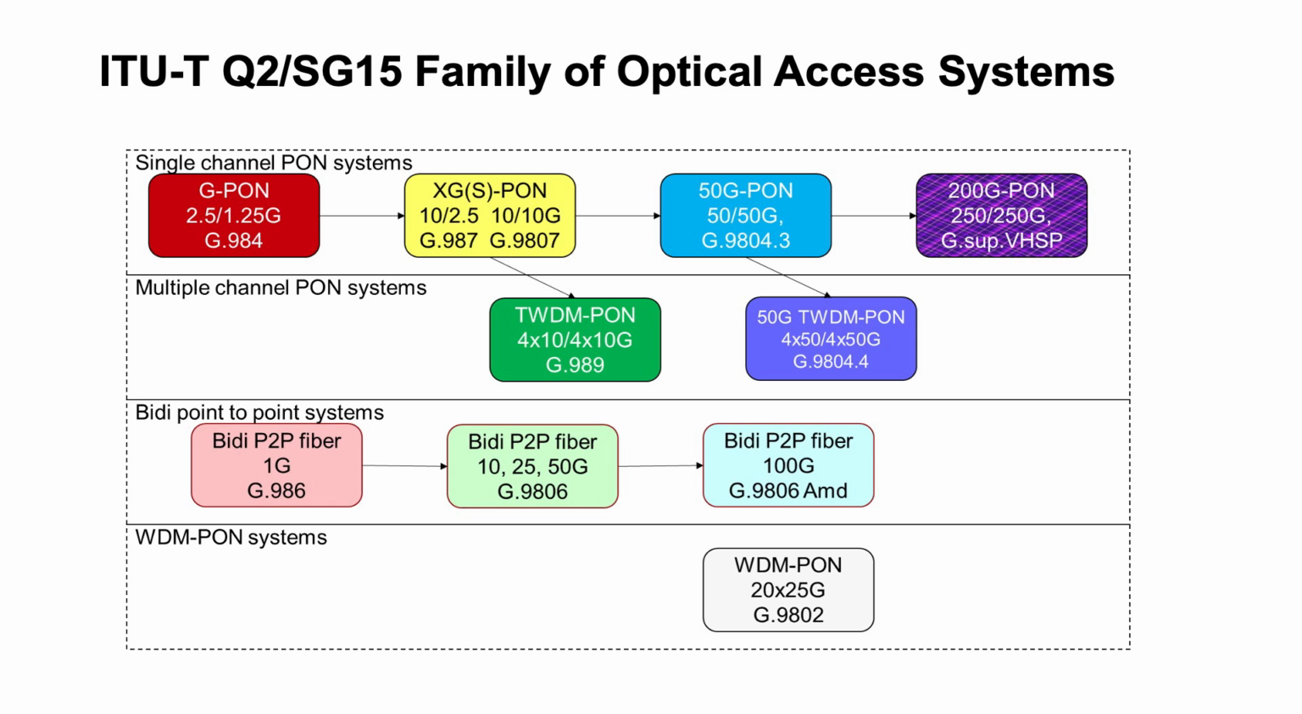Everything's quite complementary. And then finally, we also have a WDM PON system. This is where you don't have a power splitter in the fiber plant. You have a wavelength splitter in the network. And we've defined a 20-channel, 25G per wavelength system for WDM PON.